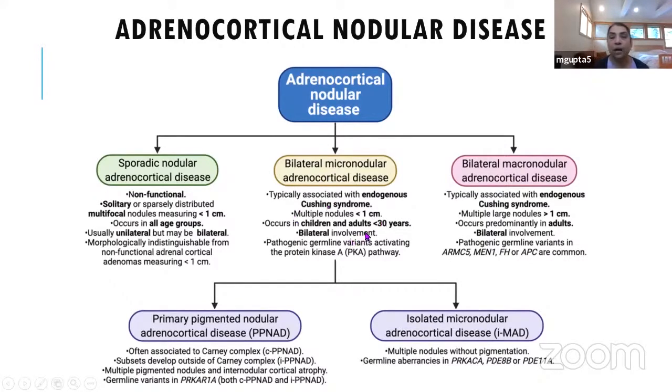These patients are young adults or children, and they have specific mutations associated with it, such as protein kinase A, as we just learned in the cortisol-producing adenomas also, and they can be pigmented or non-pigmented lesions. The pigmented lesions are associated with Carney's complex, and the isolated non-pigmented lesions are not associated with Carney's complex. Not all of them, but a very significant proportion of the pigmented nodular disease. And they have specific germline mutations associated with them.